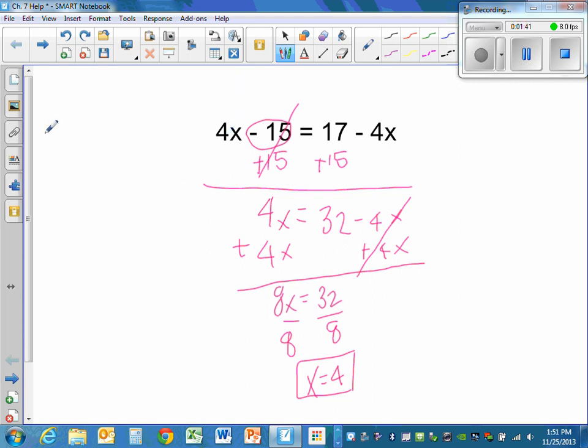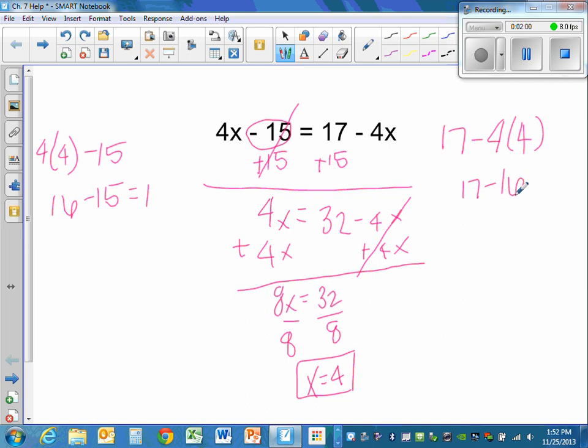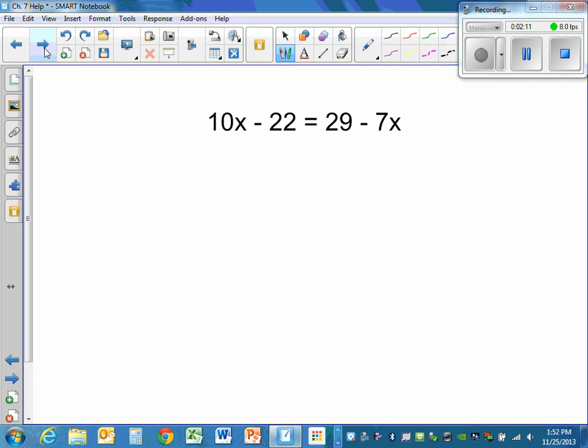In this side, I would do 4 times 4 minus 15. 4 times 4 is 16. Minus 15 equals 1. On this side, I would do 17 minus 4 times 4. That would be 17 minus 16. Again, equals 1. So I got the same answer on both sides. 1 equals 1, which is correct, and that means I know that I can move on to the next problem.